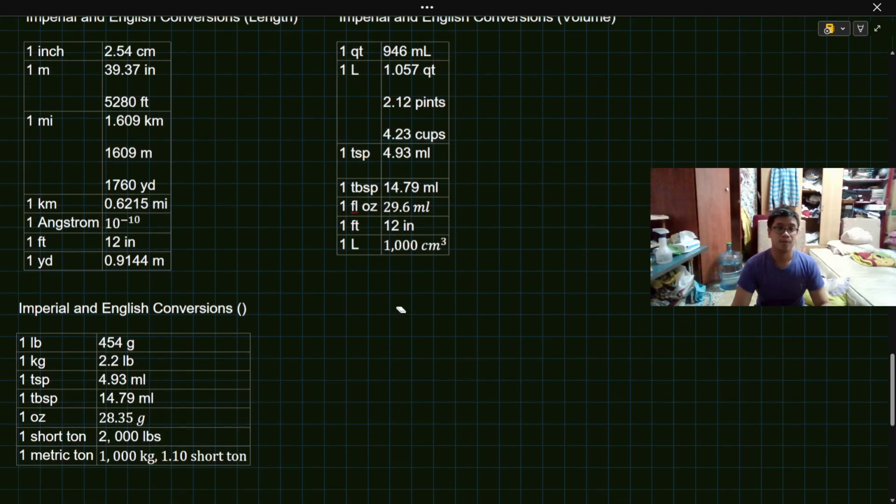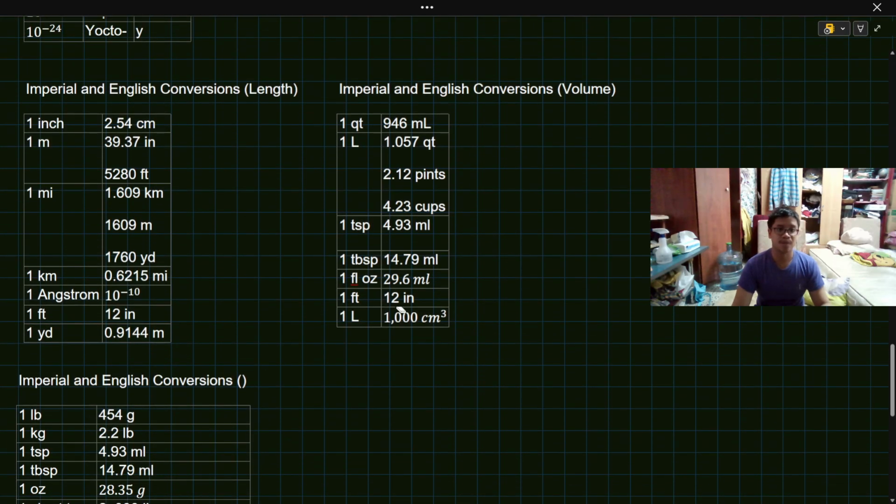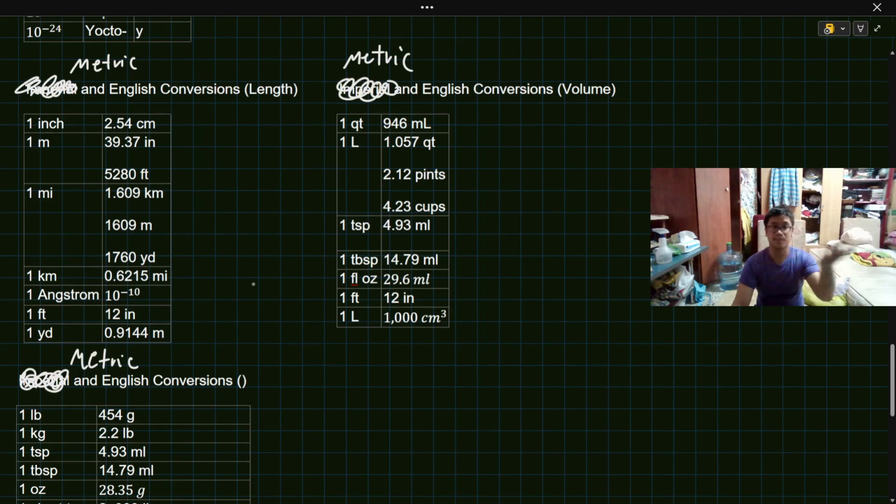Okay. Now here we also have, is it called imperial? Hmm, maybe, wait. No, no, no. This is wrong. Not imperial, because imperial is just the same as English, right? So let's just put metric. Okay. Forgive me. I was wrong. All right. This is metric. Okay. Metric and metric. There we go. Okay, so here we have three tables for metric and English conversions.